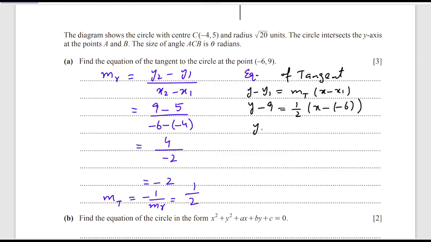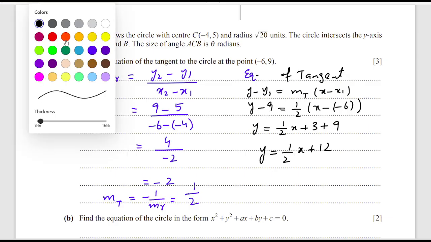So y minus 9. Since there is no desired form, we can give our answer in any form. So y is equal to 1 by 2 x plus 6 times 1 by 2, which is 3, plus 9. So y is equal to 1 over 2 x plus 12, which is the required equation of the tangent.